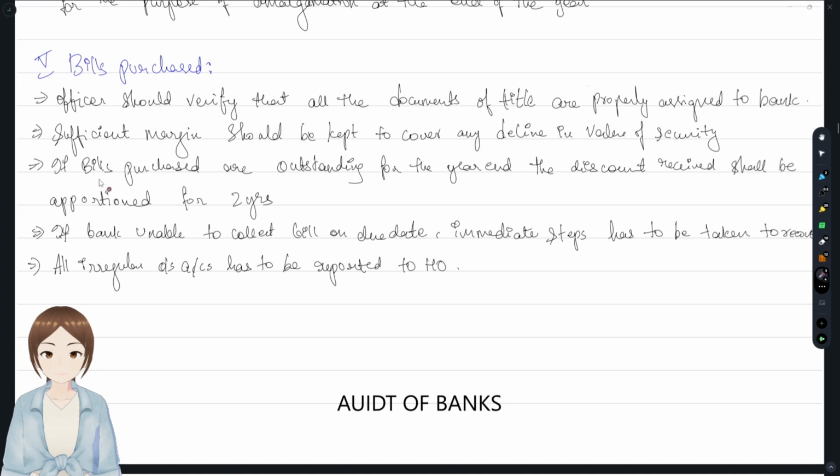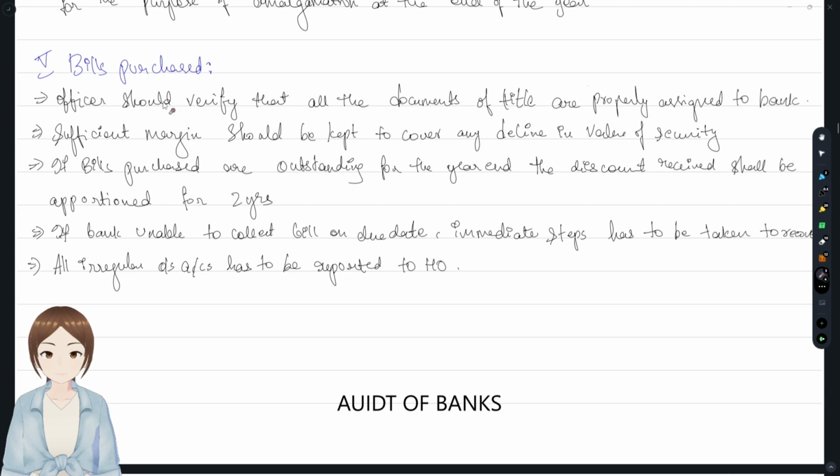How much money he has to give by putting a sufficient margin to the bank for any decline in value of security. If the bills purchased are outstanding at the year end, the discount received shall be apportioned for 2 years. That is, if the bills purchased are outstanding on the 31st March, what do they have to do? 31st March falls in between, so the discount should be apportioned. And if the bank is unable to collect the bill on the due date, immediate steps have to be taken to recover it. All the irregular outstanding accounts have to be reported to HO. And these were all the internal controls with regards to bills purchase.